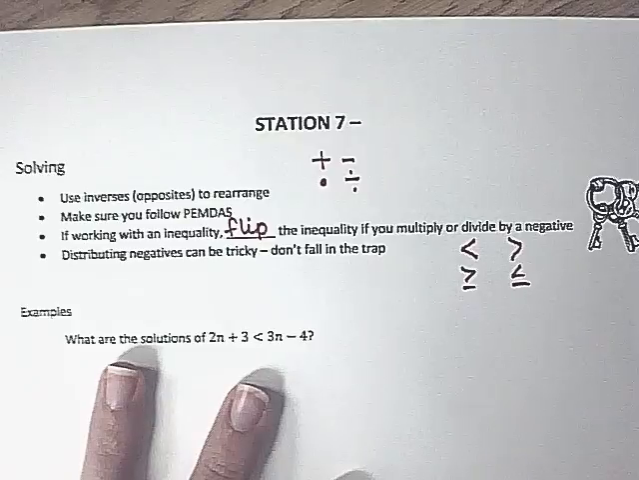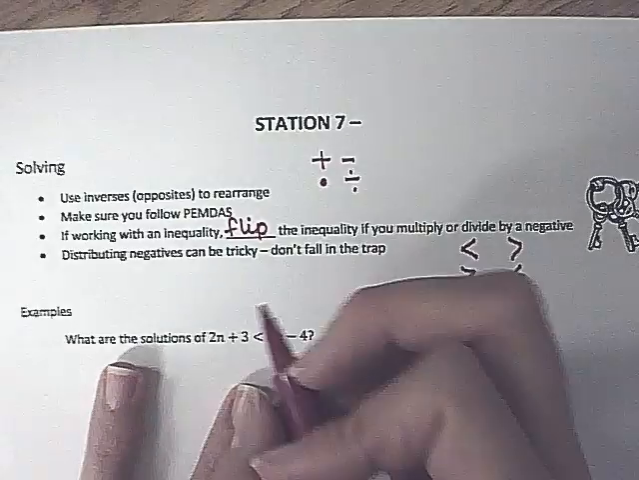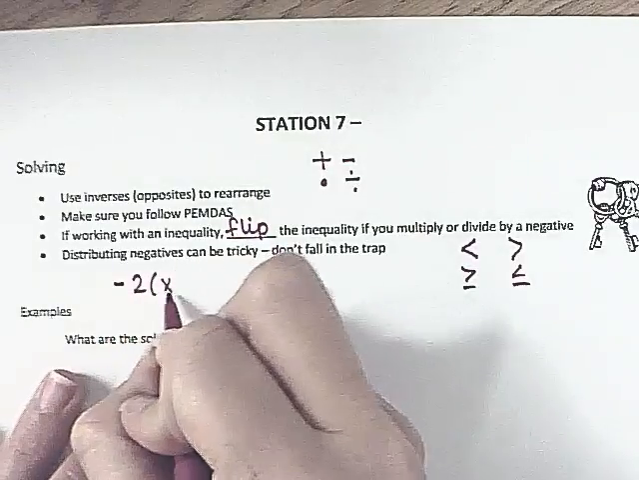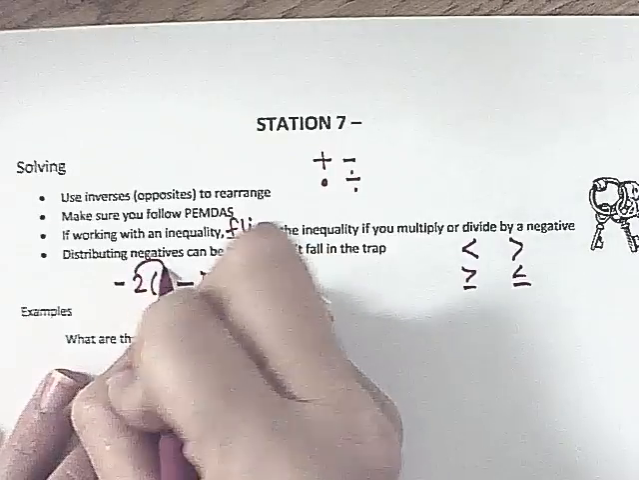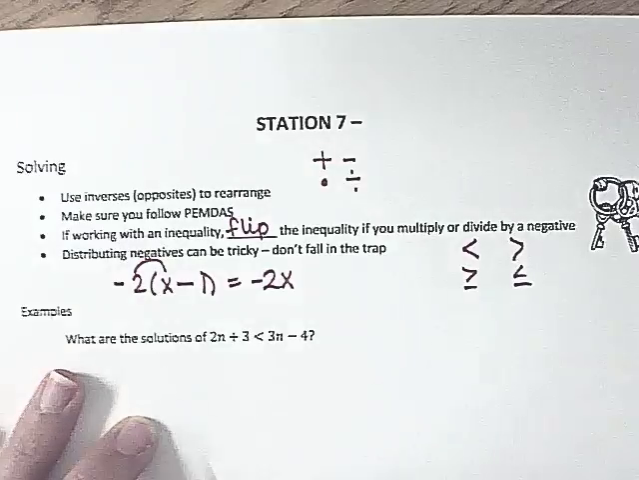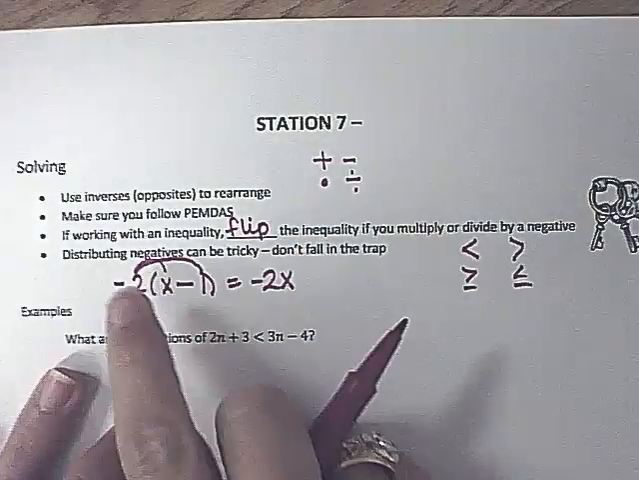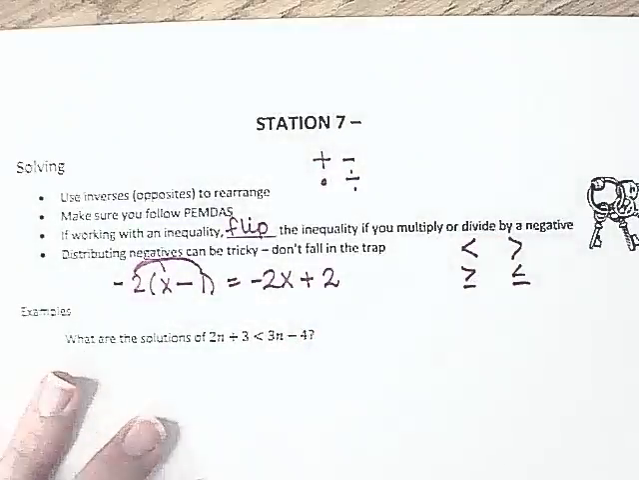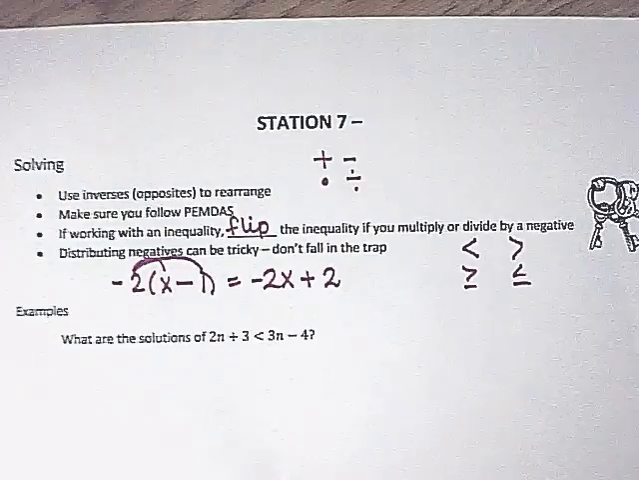The last thing I want to remind you of is to be careful when you're distributing a negative. You don't want to fall in the trap that most of us do, such as if I'm multiplying negative 2 times x minus 1, most of us are very good at saying negative 2 times x is negative 2x. But then when we do negative 2 times negative 1, we forget that both of these have a negative, and a negative times a negative makes a positive, so that becomes positive 2. Let's look at a few examples to help you.